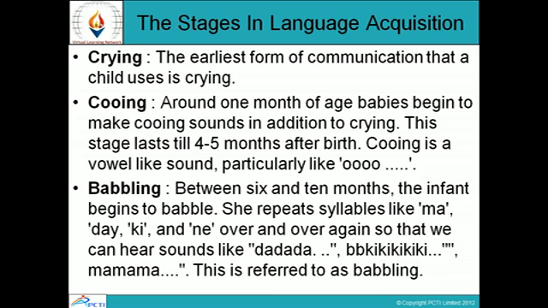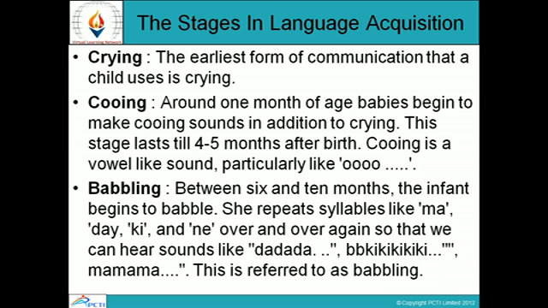Babbling. Between 6 and 10 months, the infant begins to babble. She repeats syllables like ma, de, ki and ni over and over again, so that we can hear sounds like dada, ba, ki, ma, ma. This is referred to as babbling, where an infant is learning to create the speech sounds and different small initials, and to combine those initials, the infant is making sounds.